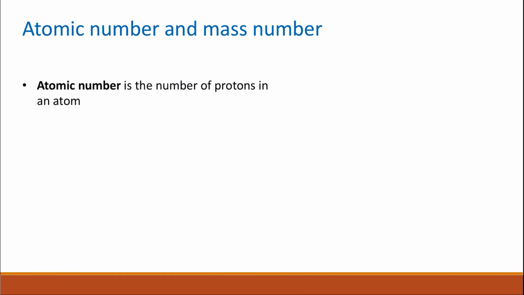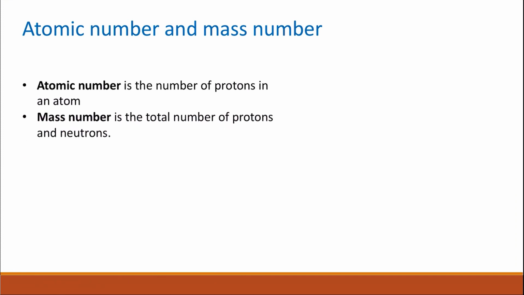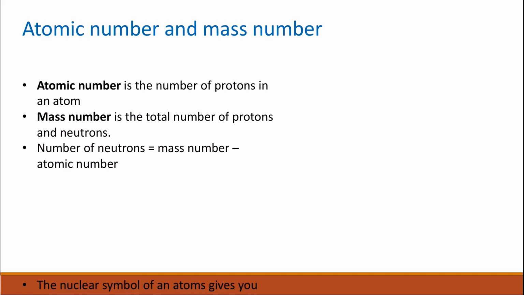There are two types of numbers that distinguish each atom, which are the atomic number and the mass number. Atomic number is the number of protons in the atom, which equals the number of electrons in case of an uncharged atom. And then we have the mass number. The mass number is the total number of protons and neutrons. The number of neutrons can be found if we subtract the atomic number from the mass number, because the mass number is the total of protons and neutrons, and the atomic number is only the number of protons in the atom.